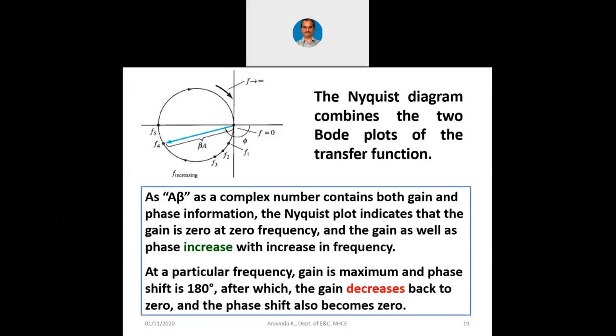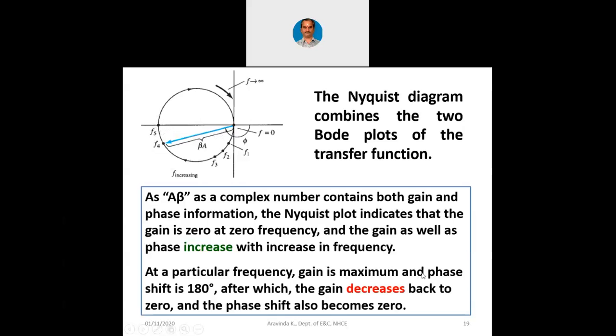And the Nyquist plot indicates that the gain is 0 at 0 frequency, and the gain as well as phase increase with increase in frequency. At a particular frequency, gain is maximum. That is, at point F5, the gain is maximum and phase shift is 180 degree. You can see it here, no? Phase shift is 180 degree. It is at the left side of the complex plane. It is minus 180 degree.